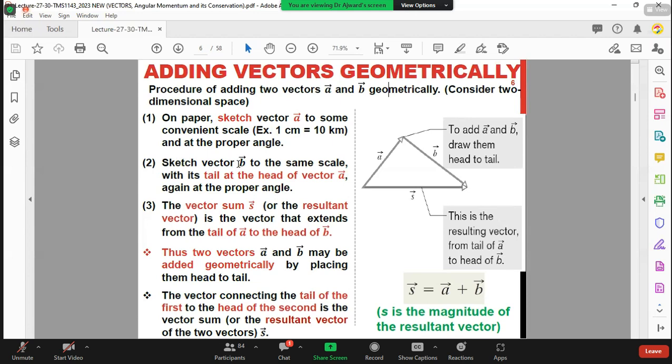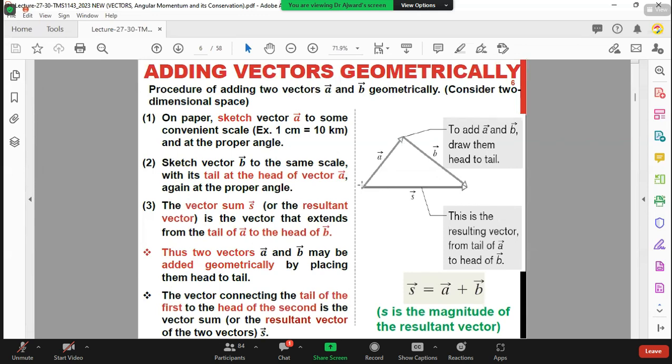And you sketch a vector B, you draw the vector B to the same scale with the tail at the head of the vector A. The vector has a tail and the head, the arrowhead. You put the second vector's tail at the head of the first vector. So that's why sometimes it's called the head to tail method. You place the second vector such that its tail is at the head of the first vector.